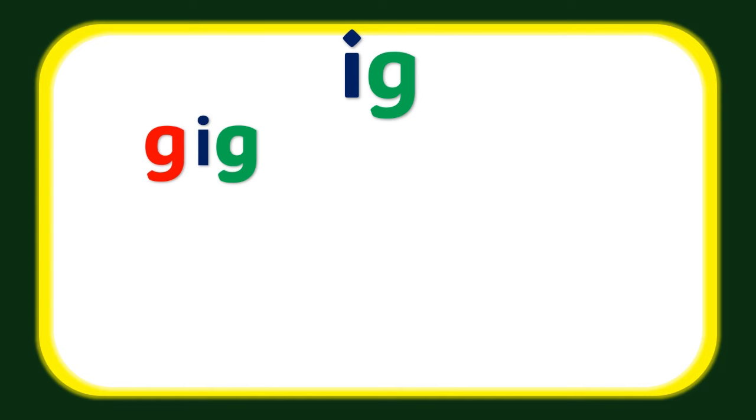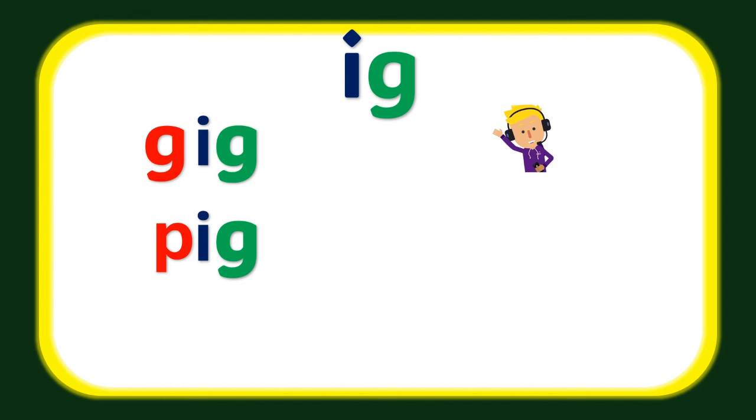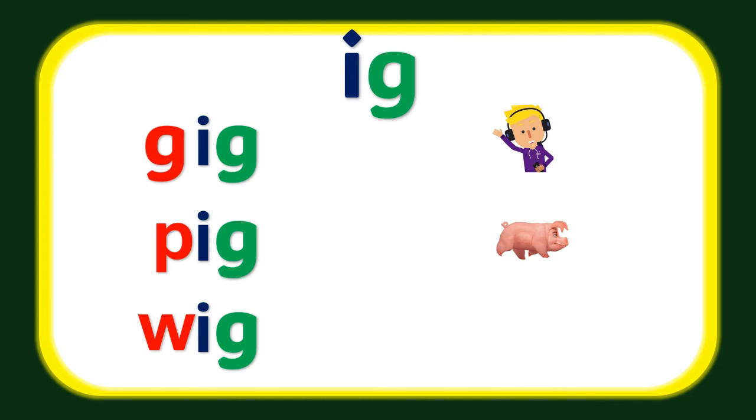G, egg, g, egg, egg. P, egg, p, egg, pig, pig. W, egg, w, egg, wig, wig. Again, egg, gig, pig, wig. Your turn to read, children.